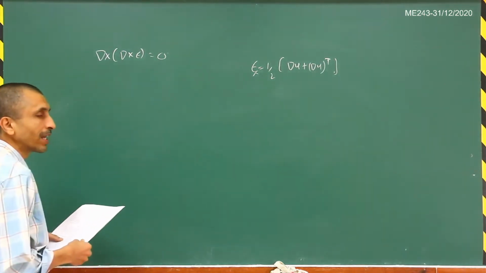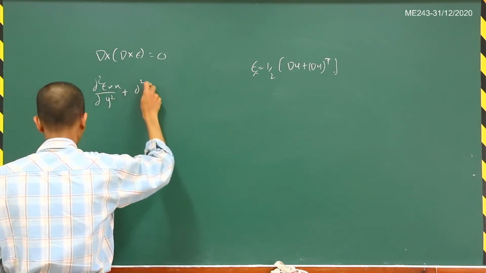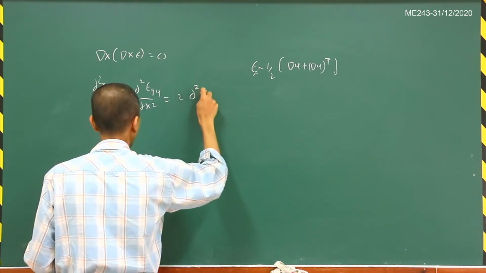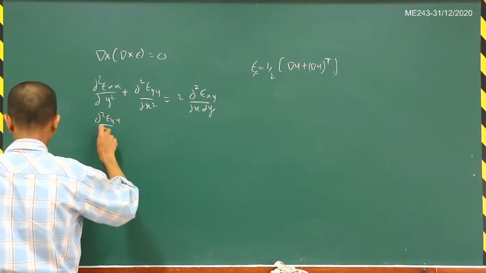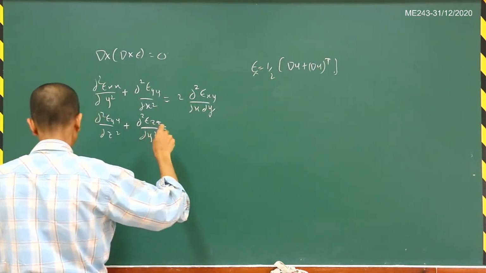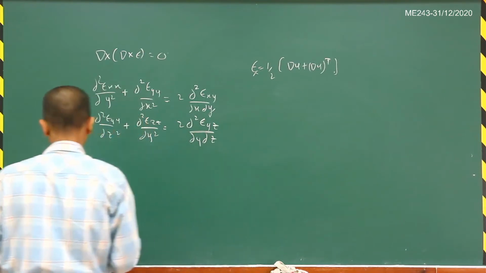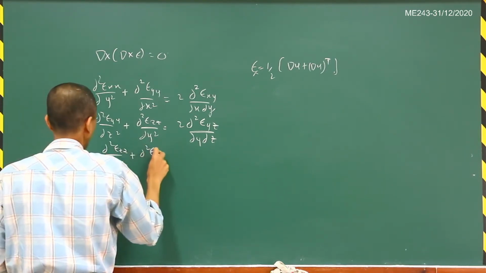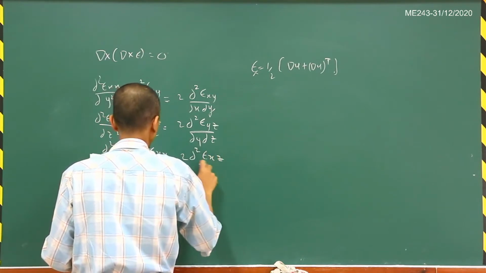So let me write out the compatibility relations in the Cartesian coordinate system. Del square epsilon xx by del y square plus del square epsilon yy by del x square is equal to 2 times del square epsilon xy by del x del y, then del square epsilon yy by del z square plus del square epsilon zz by del y square is equal to 2 times del square epsilon yz by del y del z, del square epsilon zz by del x square plus del square epsilon xx by del z square is equal to 2 times del square epsilon xz by del z del x.